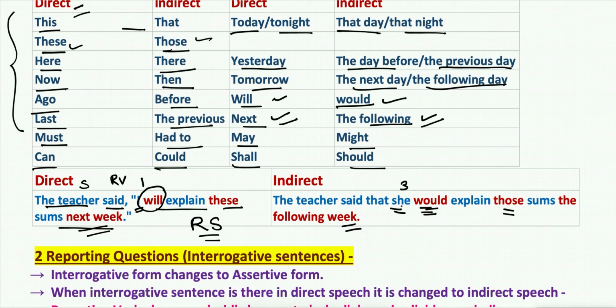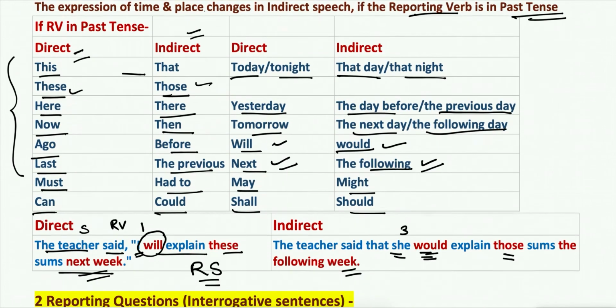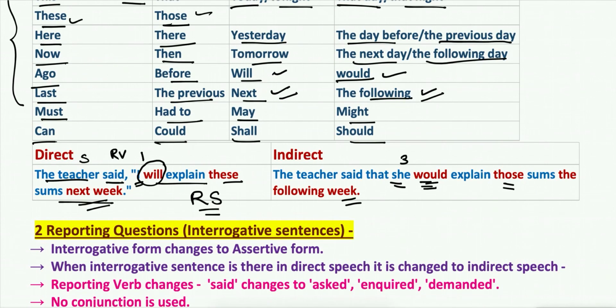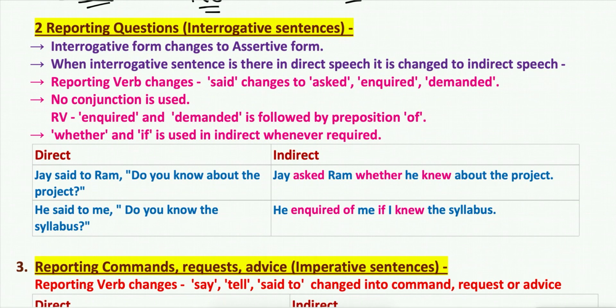So what are the three conditions we have studied? First is the change of the verb. Second is the change of the personal pronoun. Third is the change of the expression of time and place. So these we have seen for the assertive sentences which express statements. Now we'll see how we convert direct speech into indirect speech for the interrogative sentence.